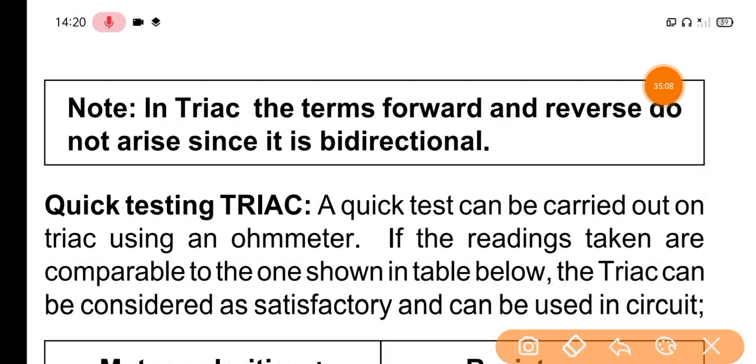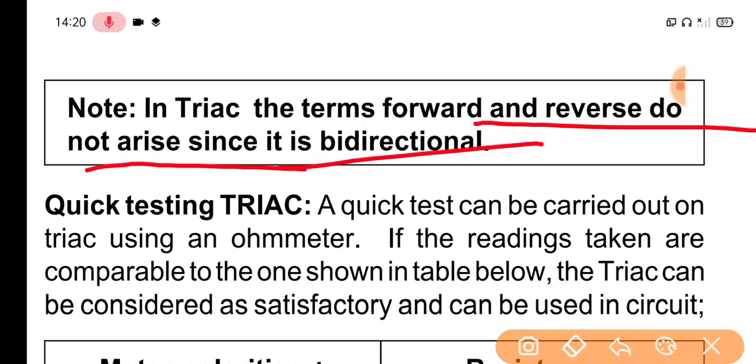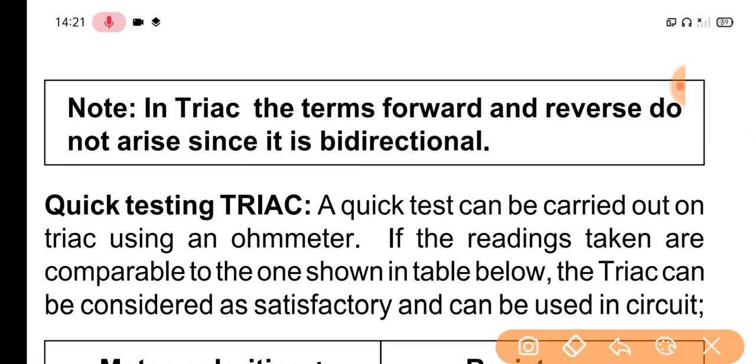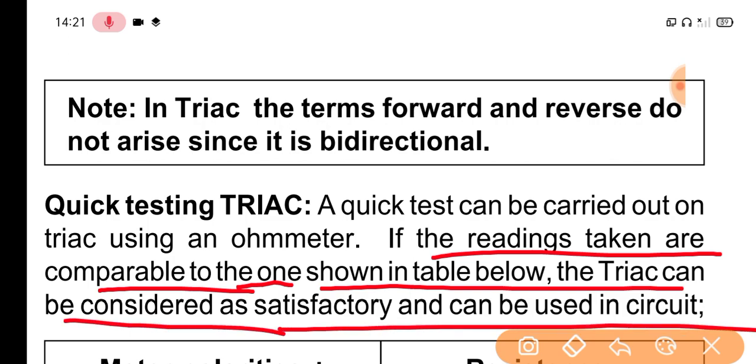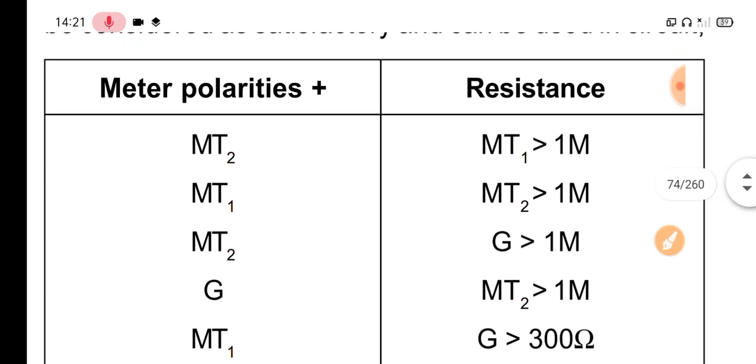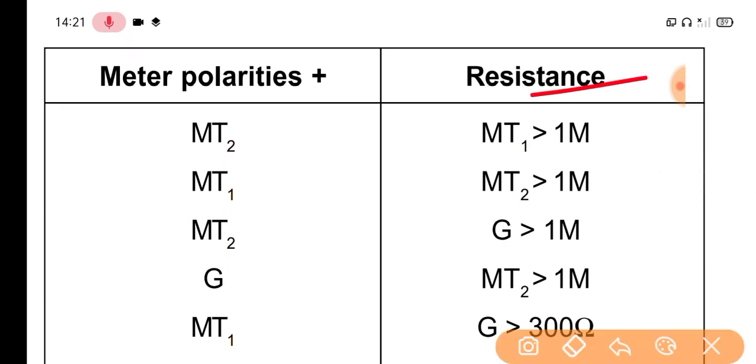In the track, the turns forward and reverse do not rise since it is bidirectional. Quick testing of track. A quick testing can be carried out on a track using an ohmmeter. If the readings taken are comparable to the ones shown in the table below, the track can be considered as satisfactory and can be used in circuit. Meter polarities resistance MT2 to MT1 is greater than 1 mega ohm.